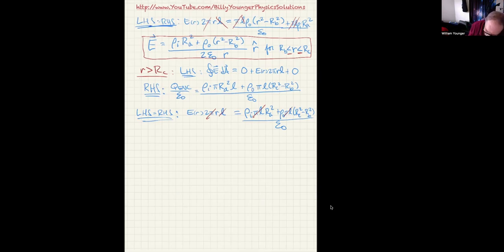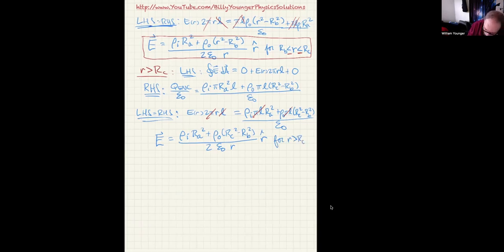And ultimately that's going to give me that the electric field E is going to equal rho I times R A squared plus rho O times R C squared minus R B squared, all that divided by 2 epsilon naught R, and it now is officially falling off like 1 over R. It doesn't have the extra little complication in the numerator the last one did. And this, of course, is for R greater than R C.